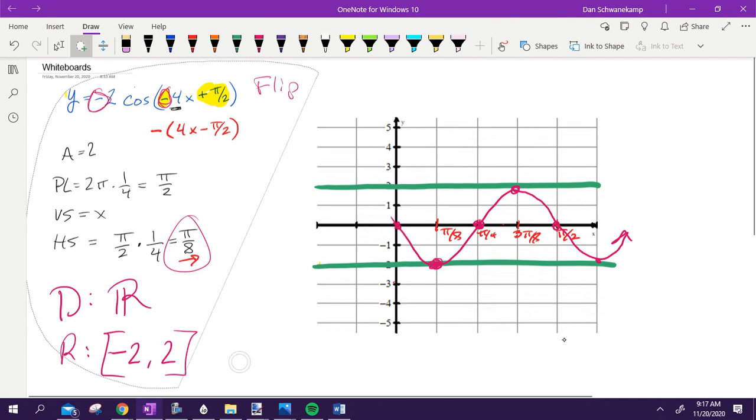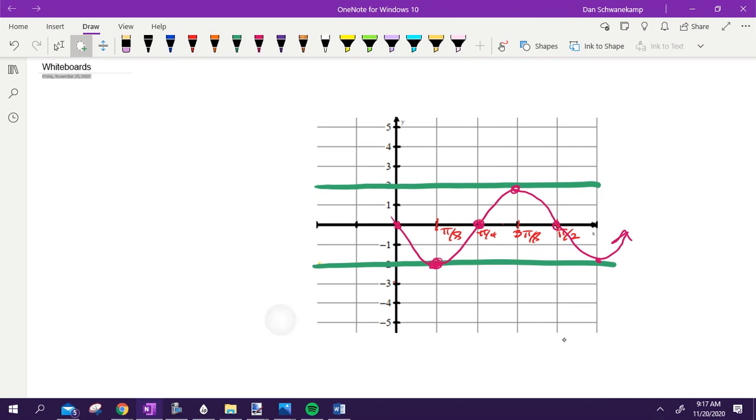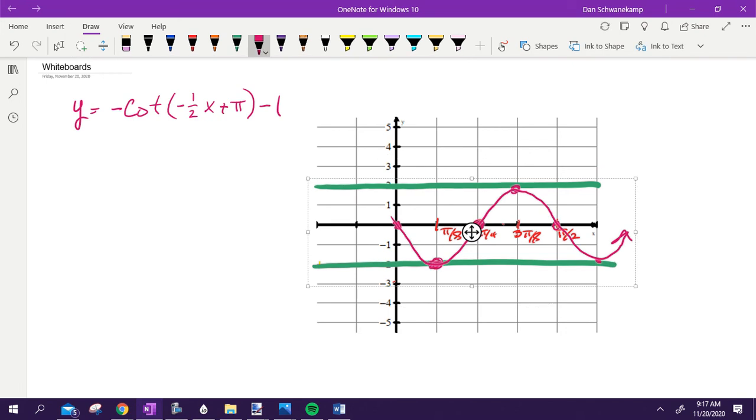Let's do one more. Let's go y equals negative cotangent of negative 1/2 x plus pi, minus 1. Let's graph it, see what you can do.